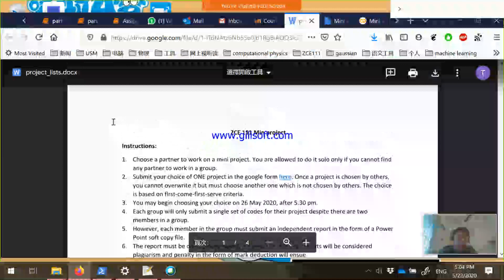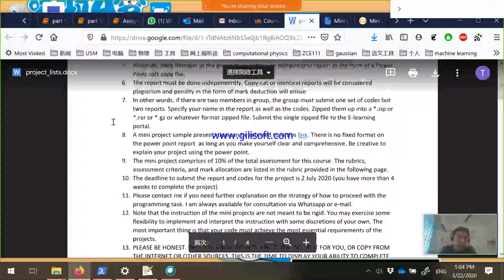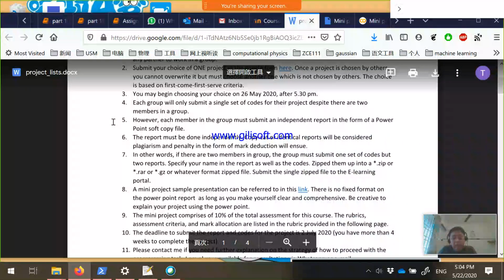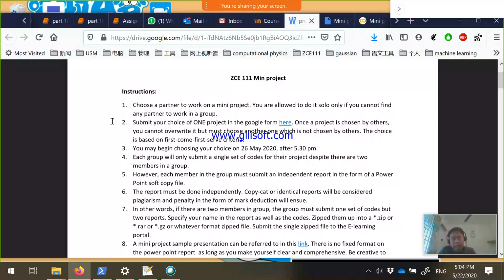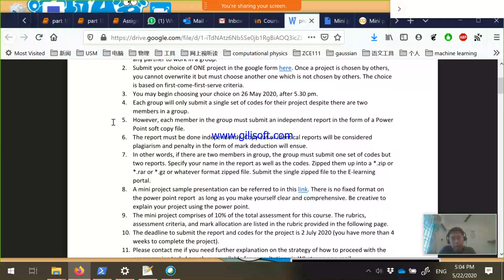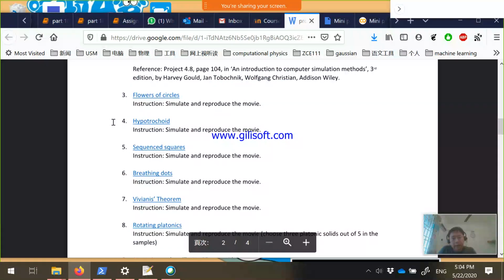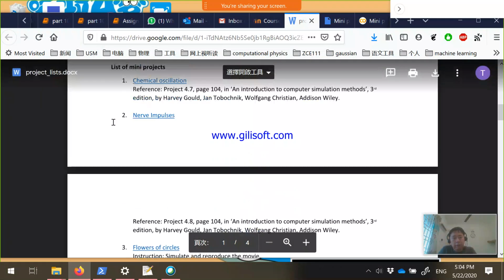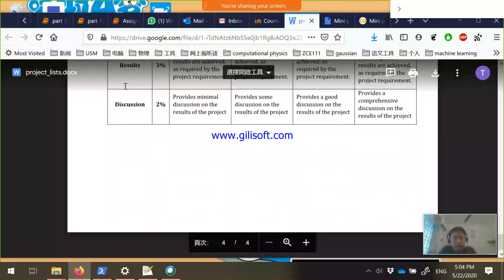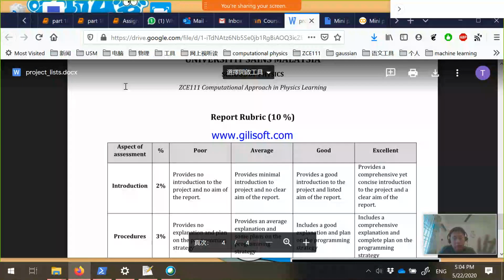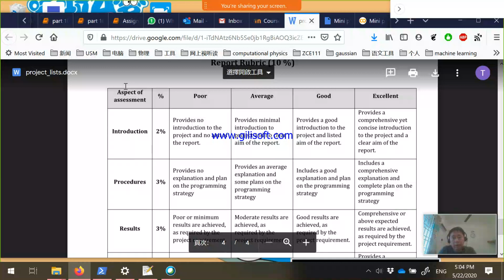Okay, so all the instructions have been clearly stated here. Read through the instructions. Don't ask me too much. If you don't understand, only then you ask me. But you should be able to follow the instructions. I think the instructions are very clear cut. So follow the instructions, then pick one and then submit it. I'll give you a sample of how to do the report. And also how I grade it, the rubric has also been specified very clearly on the screen here.